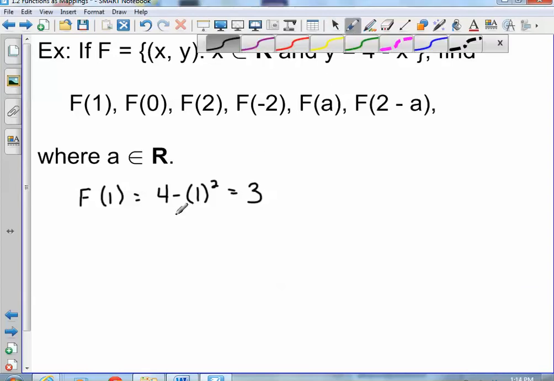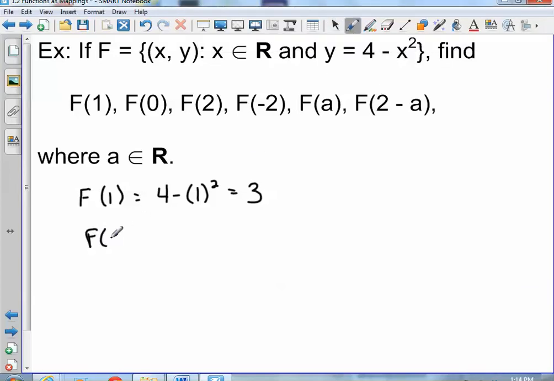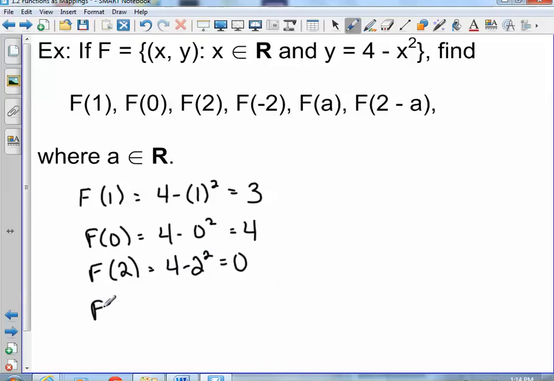Okay. f of 0 is 4 minus 0 squared, so that would be 4. What's f of 2? 0. You have 4 minus 2 squared, which is 0. f of negative 2 is still 0. Order of operations, you're going to square it before you subtract, so that takes care of your negative. f of a, can you do anything about that? No, so it's just going to be 4 minus a squared.